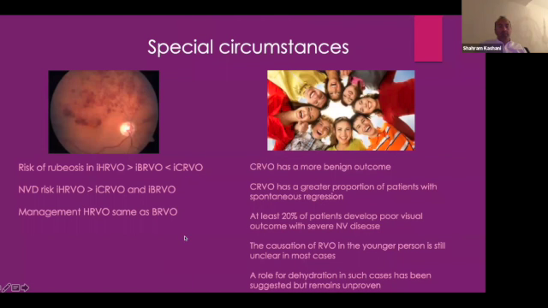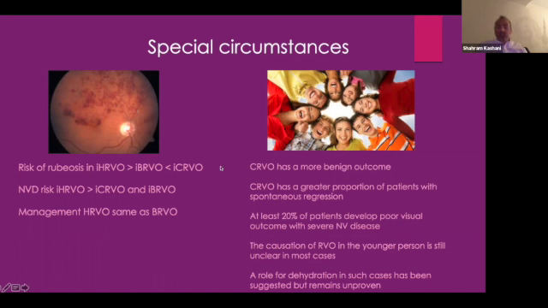With respect to risk of rubeosis, the highest risk is in ischemic central retinal vein occlusion, then hemiretinal vein occlusion, and then branch retinal vein occlusion, which makes sense. Although interestingly, the new vessel disc risk is higher in hemiretinal than central retinal vein occlusion. I'm not sure why that is. But generally, if you've got ischemia, you're at high risk of developing these abnormal blood vessels, which is not good news. So in this picture, for example, you will see lots and lots of multiple hemorrhages. That is a sign that this patient could have ischemia.